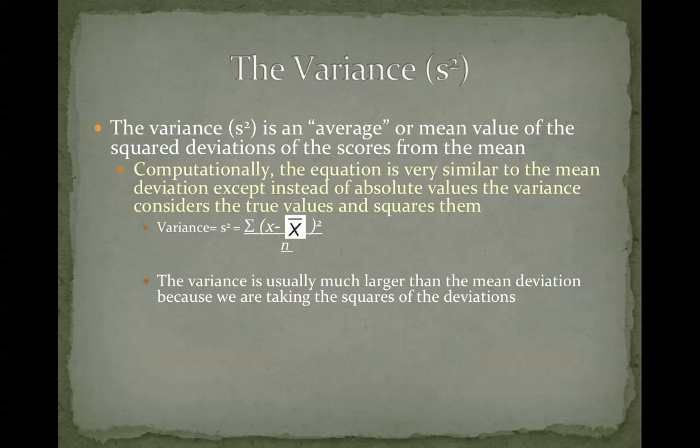Computationally, the equation is actually very similar to the mean deviation. The only difference is that for the mean deviation, if you remember, we took the sum of the absolute value of x minus x bar. We didn't look at any of the signs, there were only positive values. In this case, we are looking at the true values, x minus x bar, but we're squaring those values and then dividing that total by n. So the variance is much larger than the mean deviation because we're taking the squares of the deviations.